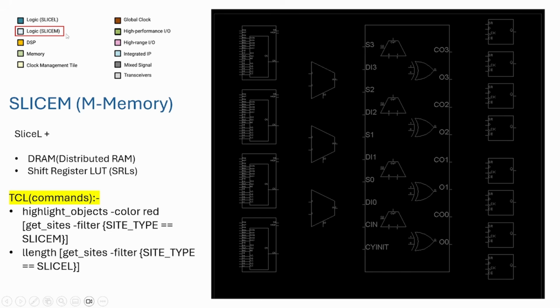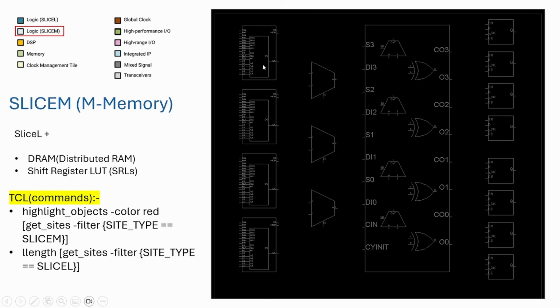Coming to the next ingredient, we have SLICEM. Here M refers to memory. If you look at the SLICEL and the SLICEM, the only difference you can see is the number of inputs present at the LUTs, and the rest is all the same. In the SLICEL, you cannot change the SRAM bits once the FPGA is programmed. On the other hand, in the SLICEM, you can dynamically change the SRAM bits present in the LUTs.